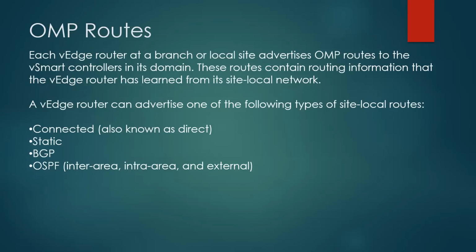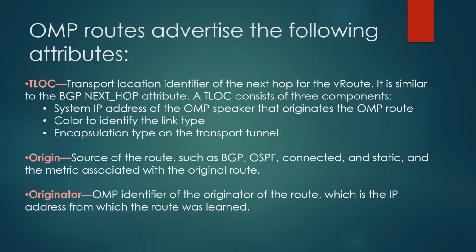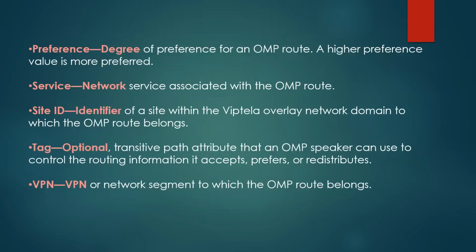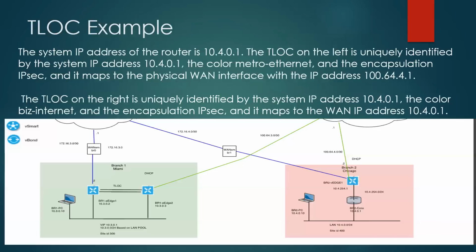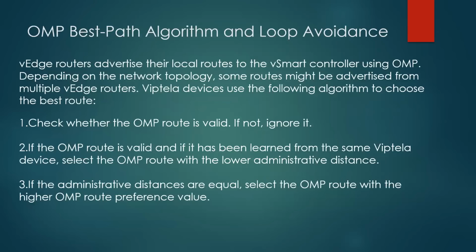Like BGP, OMP also has best path selection criteria, and it's very much similar to BGP. First of all, it will check whether the OMP route has a valid next hop or not. If it does not, then it will ignore it. Then it will check the route with lower AD value. Whichever route has the lower AD value will get preferred.